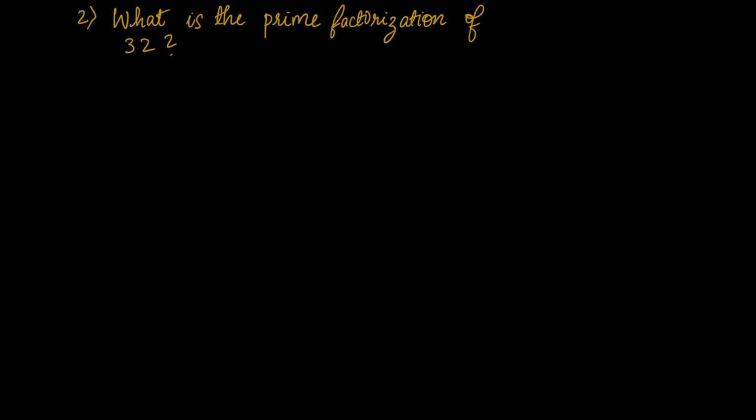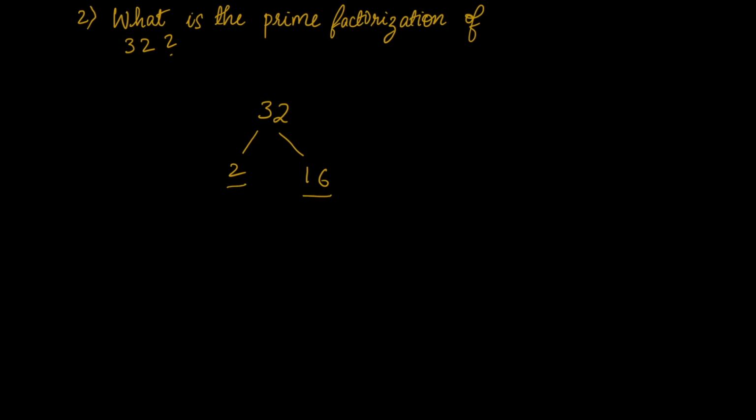Now, moving on to the next question. What is the prime factorization of 32? 32 is an even number and so is divisible by 2. 32 is 2 into 16. So we can represent 32 as the product of a prime number 2 and a composite number 16.